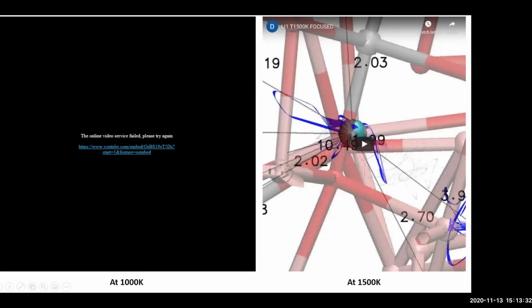We'll discuss later how the mobility of the lithium ion is connected with the concentration of the vacancies. So let's just see a movie that we have created from our molecular dynamics.